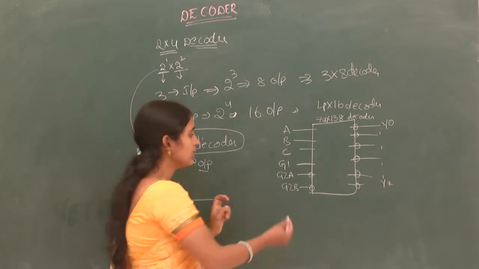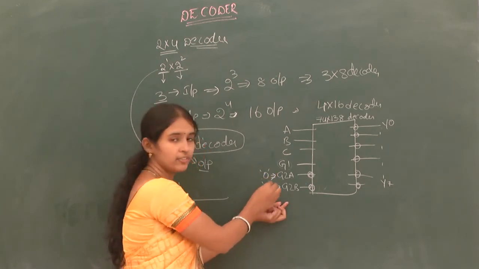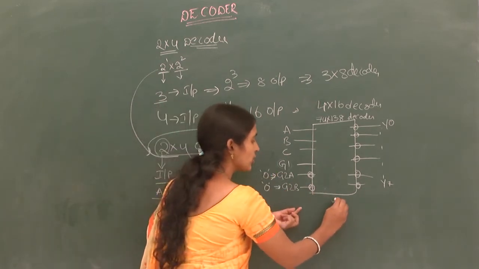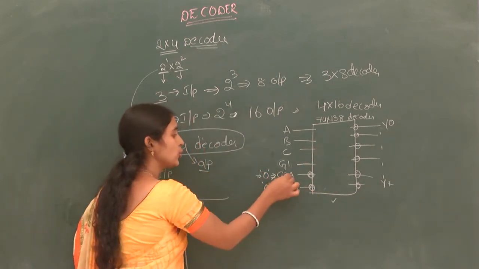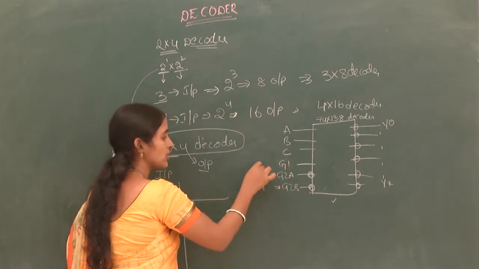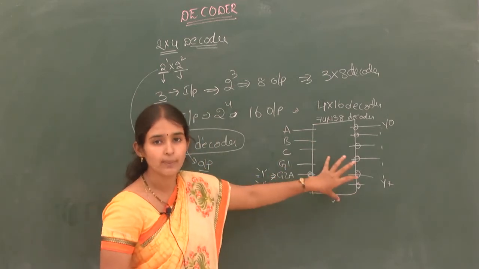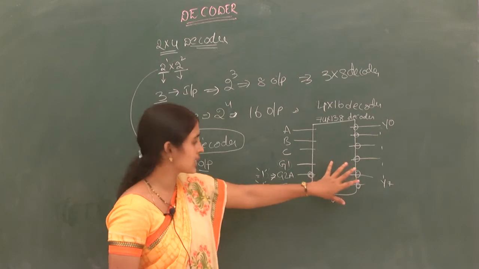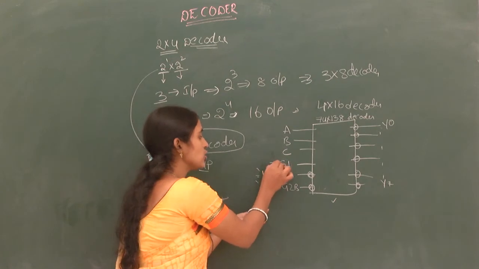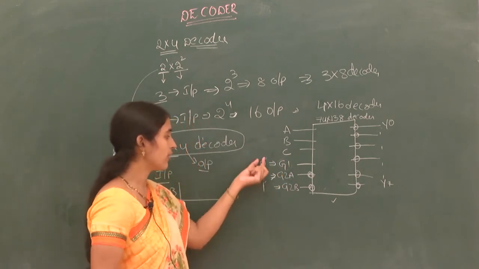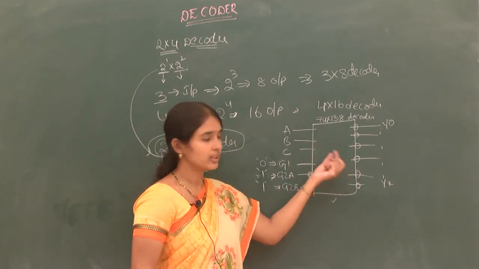If the G2A pin and G2B pin are provided with 0, then only the IC comes into an active state. That means it is going to work. If G2A and G2B are provided with logic 1, what happens? This IC will not work. So if I want to disable this IC, I provide G2A and G2B with 1 and 1, as well as G1 with logic 0. With these enable pins, the IC doesn't work.